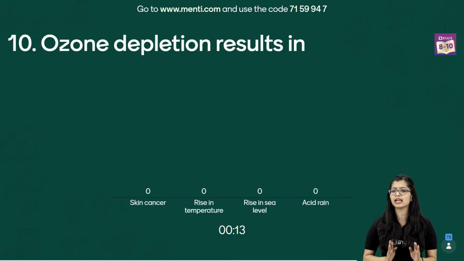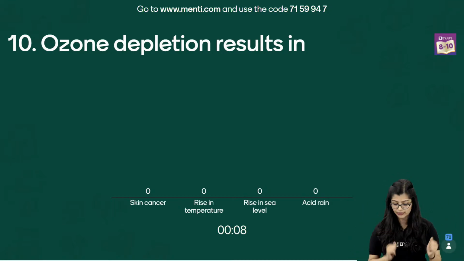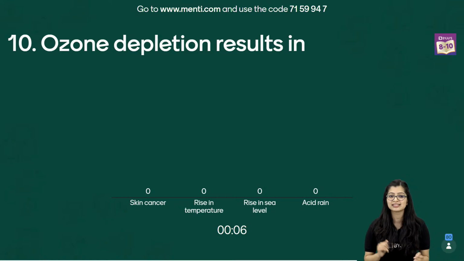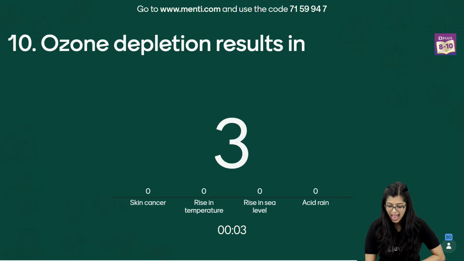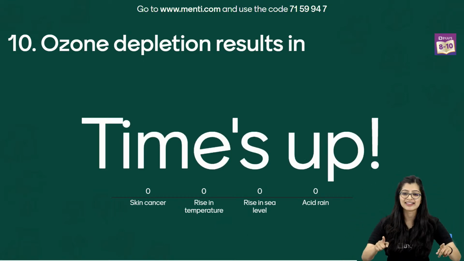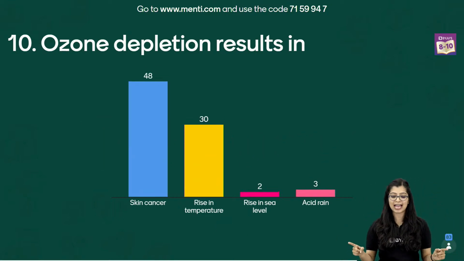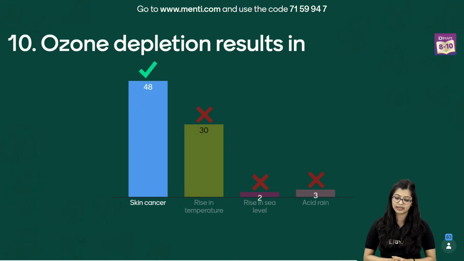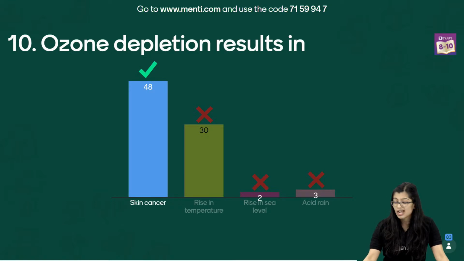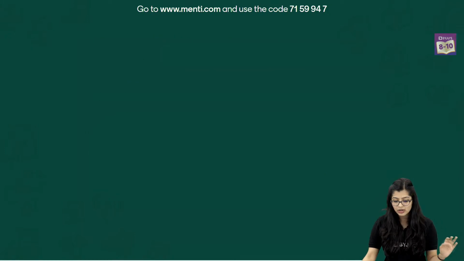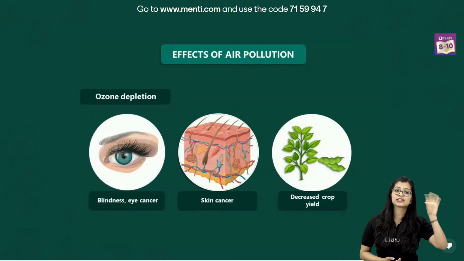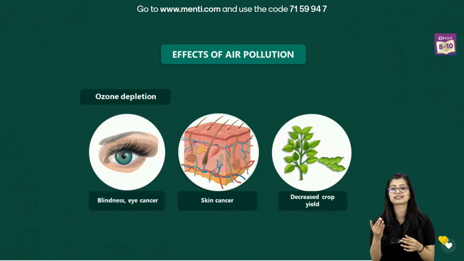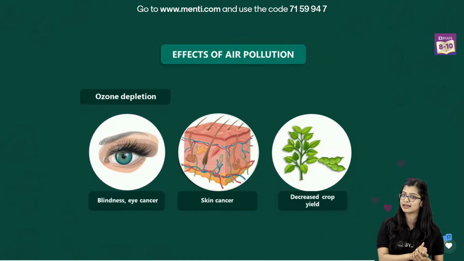So you need to quickly recall what is going to happen when ozone depletion takes place, or what is the role of ozone in the atmosphere. Come on, we have 7 more seconds left. 3, 2, 1. Time's up. And yes, very good, guys. I can see that 48 of you have got this right, which says skin cancer. Now, some of you have gotten confused with rise in temperature. So let's very quickly discuss this. Now, we know that the ozone layer protects us from the harmful UV rays of the sunlight, right?